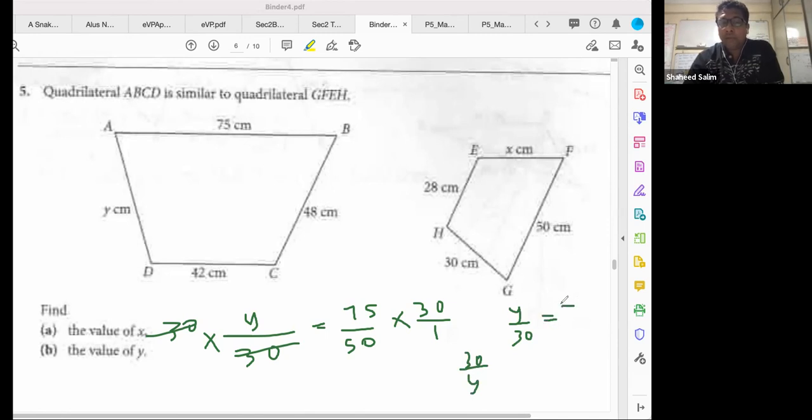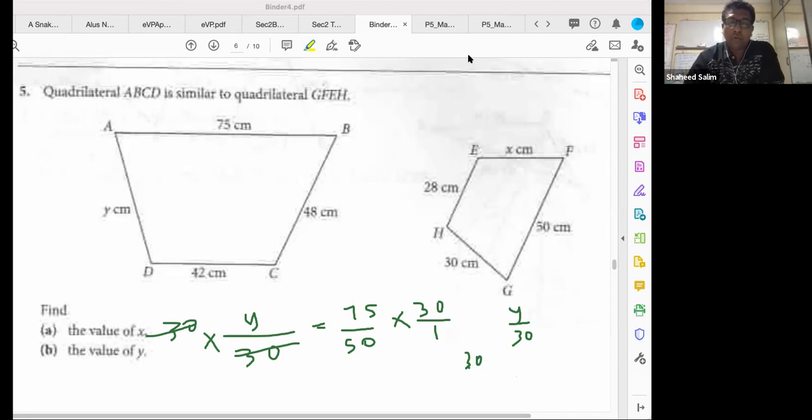Then it becomes 50. Okay, this one 75 or 50. When you flip, you don't need to flip actually. If you flip, it becomes 50 over 75. Now it's already on top.